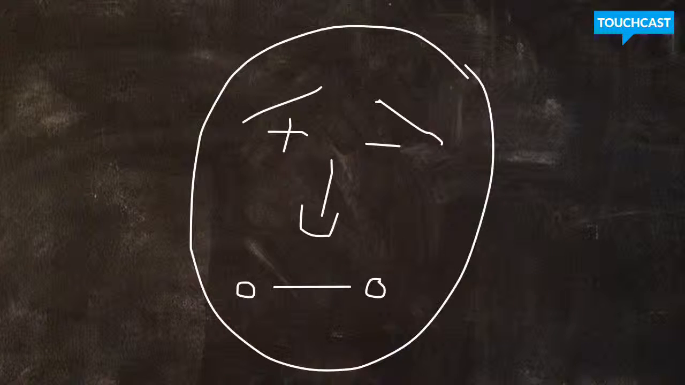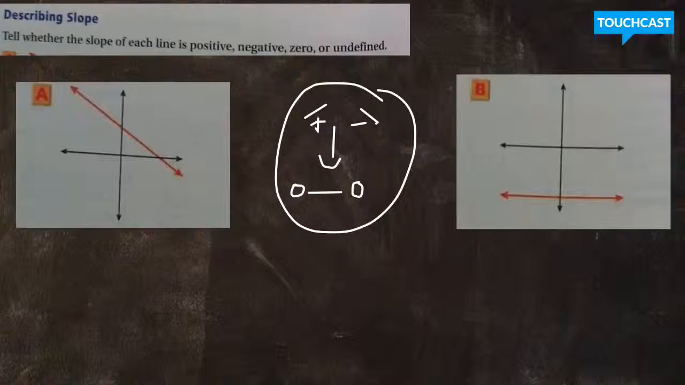So now let's look at our next example, which is just looking at a picture and deciding, is the slope of the line positive? Is it negative? Is it undefined? Or is it 0? Alright, so I've gone ahead and I've drawn Mr. Slope Guy between our 2 examples, so we can just look at Mr. Slope Guy's face and look at the picture and decide if it's positive, negative, 0, or undefined. So, A, we have a line that looks like it's going downhill, and a downhill line on Mr. Slope Guy's face has a minus sign next to it. So we can say the slope of A is negative.